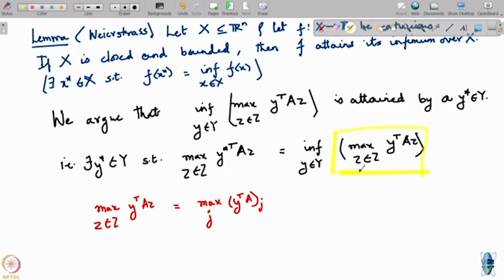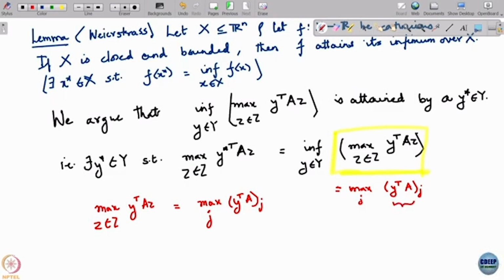The boxed expression is in fact equal to the max over j of y transpose A_j. Now what exactly have we written out here? This is a collection of linear functions. How many linear functions are there? They are indexed by j, so there is one for every j. So there are n linear functions, and you are taking the maximum of those linear functions.